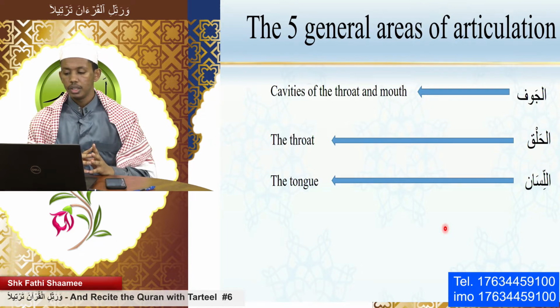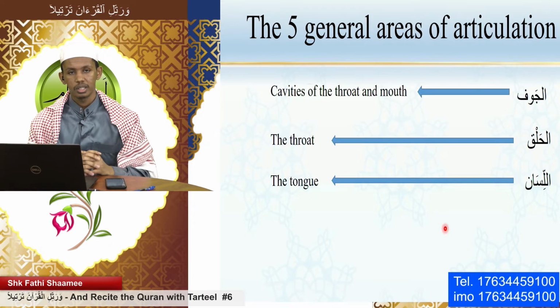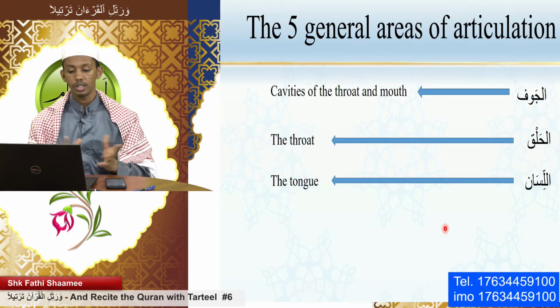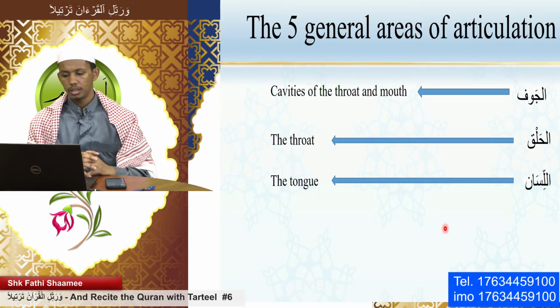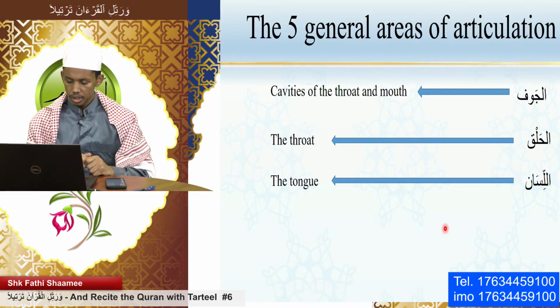And then number 3 is al-lisan. Al-lisan is the Arabic word for the tongue, right? The tongue has the most number of articulation points for the Arabic letters. And there are actually about 10 articulation points for the tongue. So the tongue is the third general area of articulation.